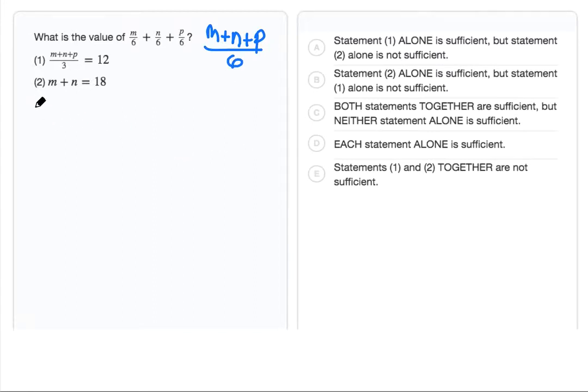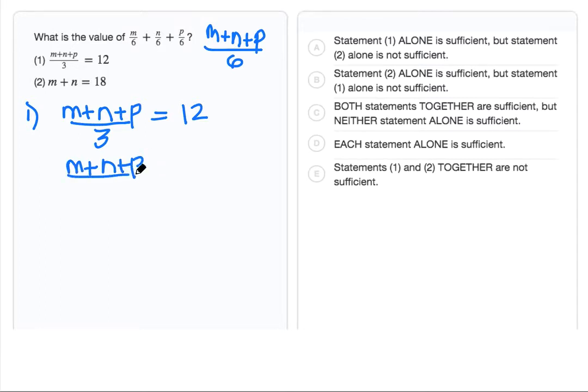Now, let's look at statement 1. If you notice statement 1, it's m plus n plus p over 3 equals 12. That looks pretty close to m plus n plus p over 6. In fact, if we divide both sides by 2, we'll get m plus n plus p over 6 equals 12 divided by 2, which is 6. So pretty quickly, we can see that statement 1 alone is sufficient, so we can eliminate choices B, C, and E.